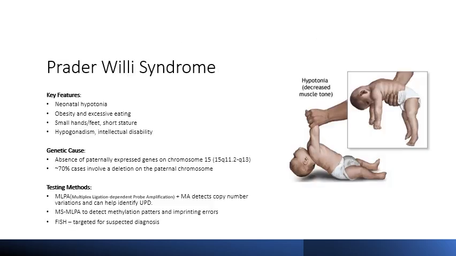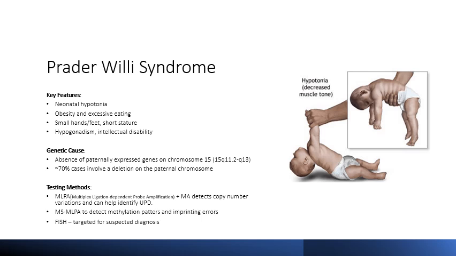Some of the key features of Prader-Willi syndrome are neonatal hypotonia, which means that there is decreased muscle tone and the babies actually refuse to eat at the start of life. Later on, you will find that obesity and excessive eating takes place. They also have small hands and feet and very short stature.